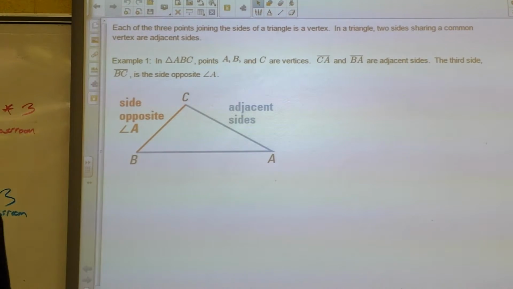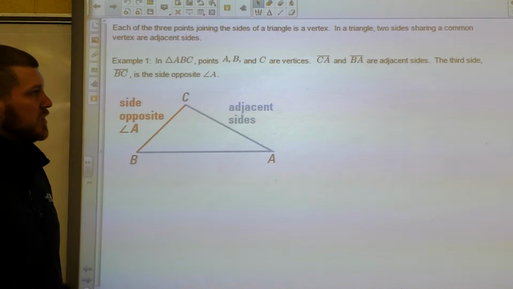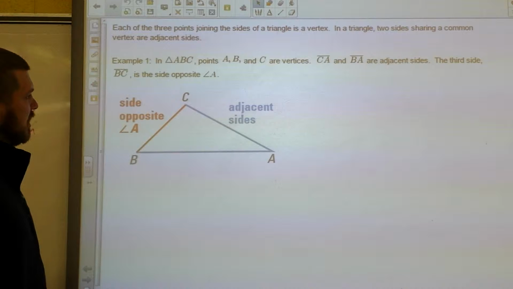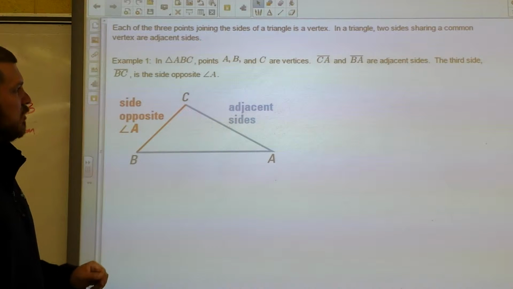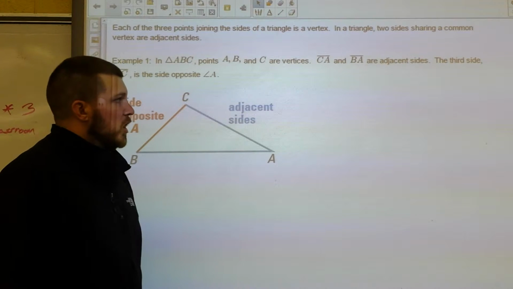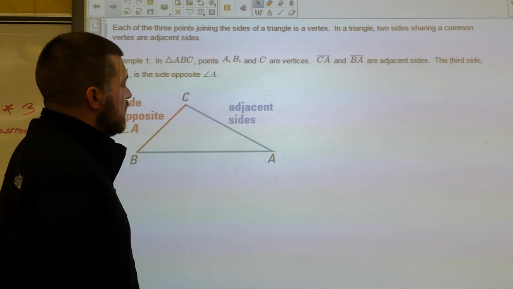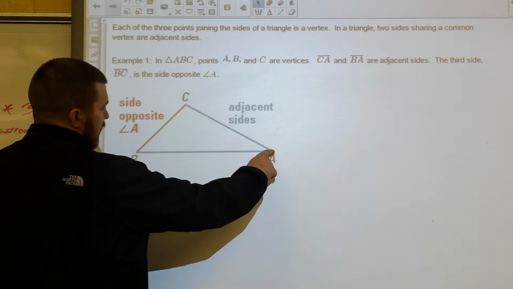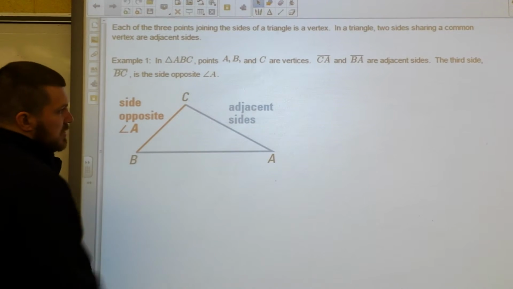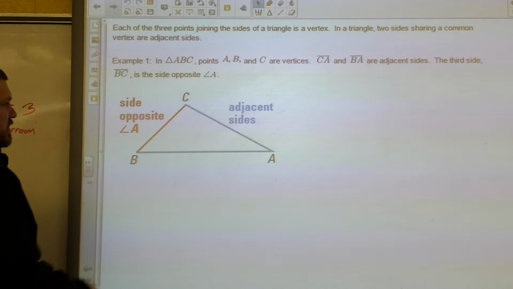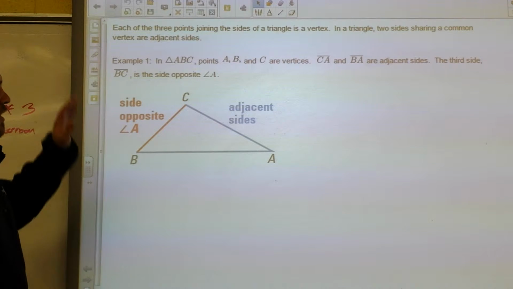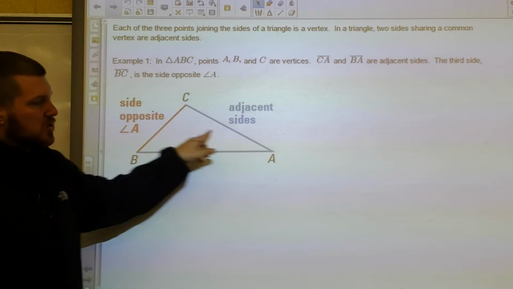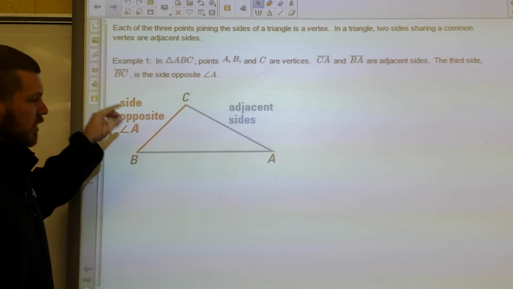Each of the 3 points joining the sides of the triangle is called a vertex. And two sides of a triangle that share a common vertex are called adjacent sides. So in example 1, in triangle ABC, the points A, B, and C are vertices of the triangle. CA and BA are adjacent sides. You can see those in blue. They share a common vertex, so they're adjacent sides. The third side, BC, which is in red, is called opposite angle A because it's directly across. So just keep that in mind. Opposite just means directly across from an angle.